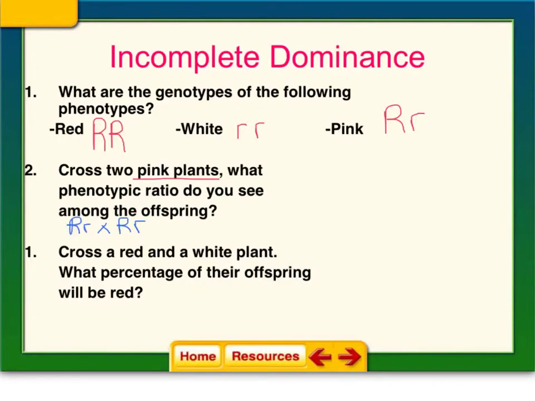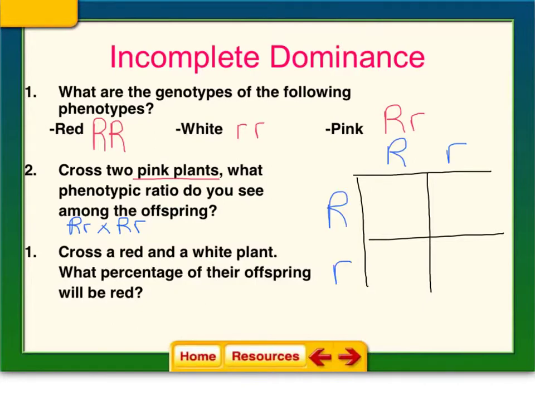So if we do these 2 pink plants, each pink plant is heterozygous, and so we can see our parents here, big R, little r, big R, little r. Let's put these parents on the side of our Punnett square. And then we can combine our 2 parents in the middle of our Punnett square. Okay, so this R and this R make this plant big R, big R. And we know that one is red.